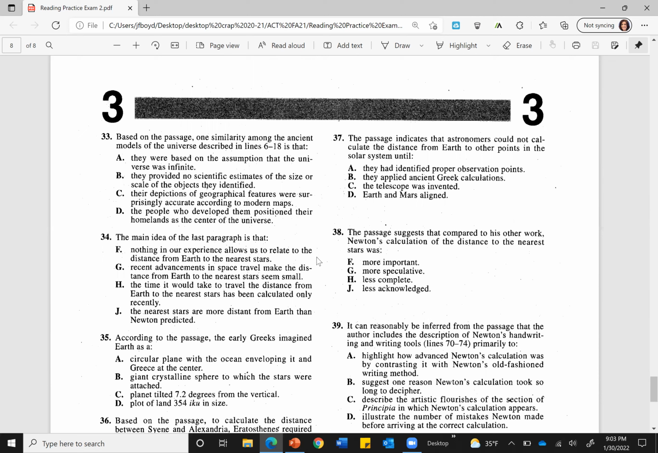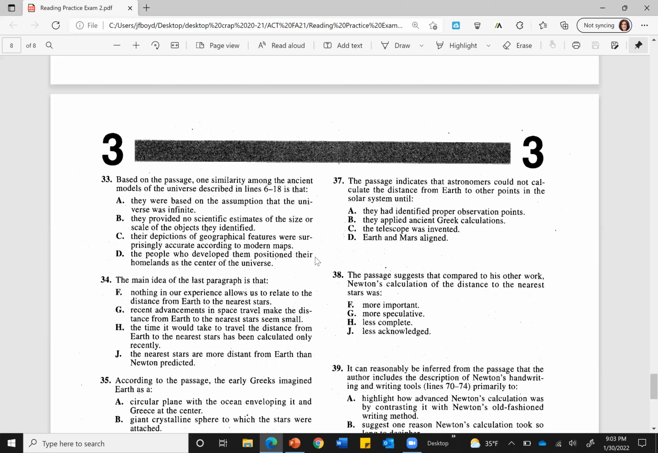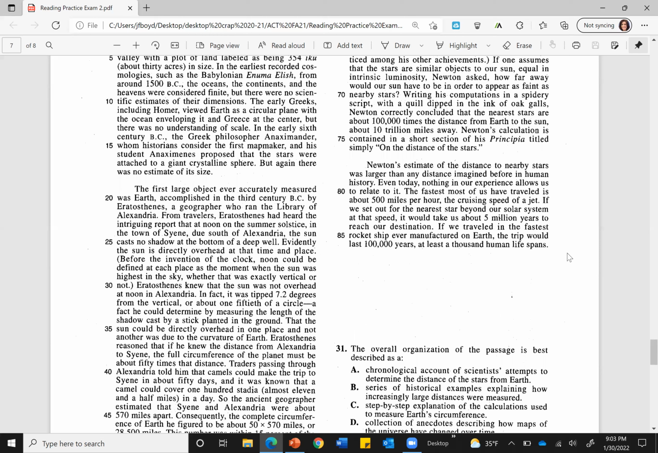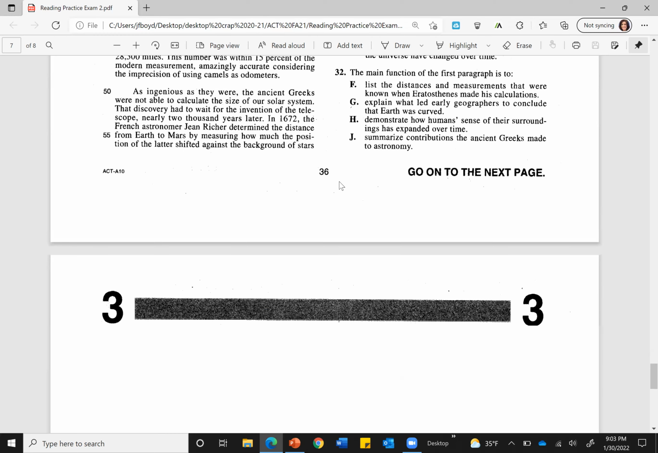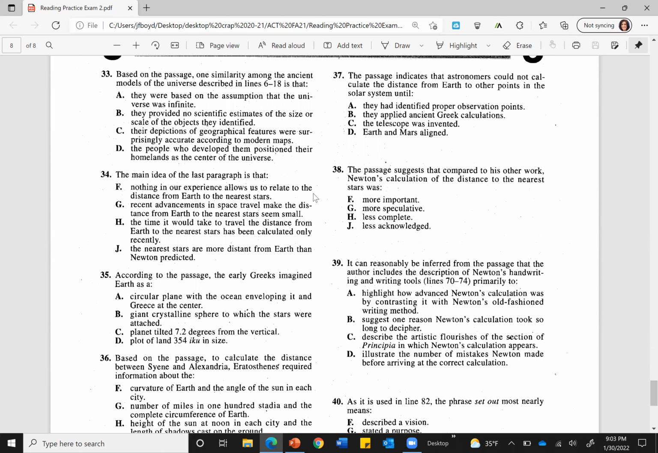Number 34, the main idea of the last paragraph is that F, nothing in our experience allows us to relate to the distance from Earth to the nearest stars. By making this distance seem like something that none of us are going to have any concept of, even if we're going as fast as any of us has ever perhaps traveled, it's still going to take us pretty much forever to get there. That's going to help indicate that F is the best answer.